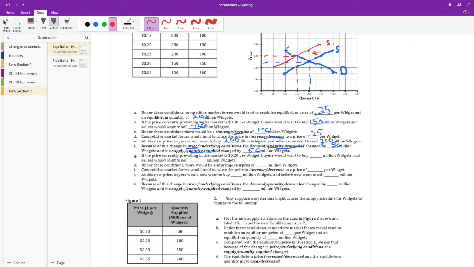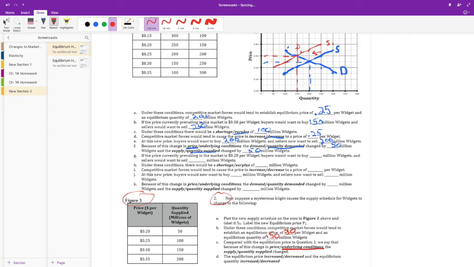price, okay? So right now I'm working on figure 3, question number 2. Plot the new supply schedule on the axis in figure 2, label it S1, label the new equilibrium price P1. Okay, I'll go ahead and call this one P1. Under these conditions, competitive market forces would tend to establish a price of, well, now it's 30 cents per widget, and an equilibrium quantity of 150 million widgets.